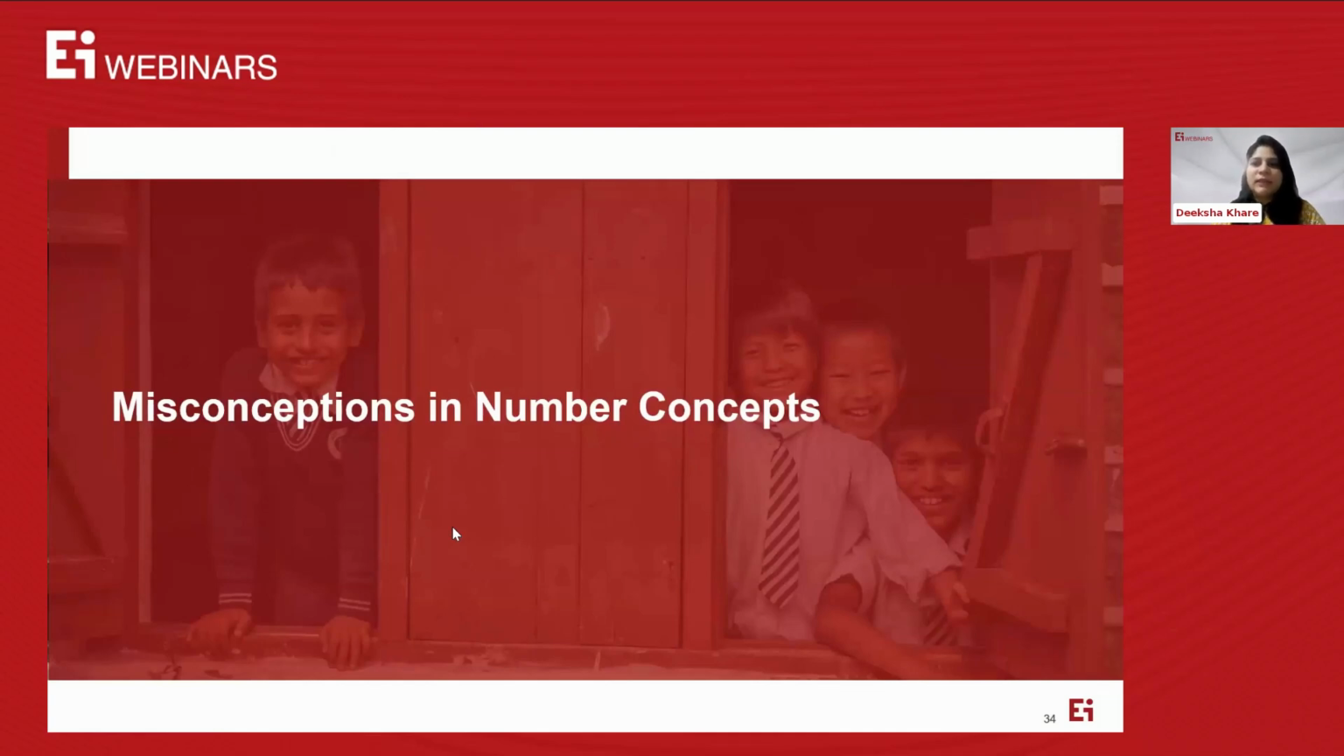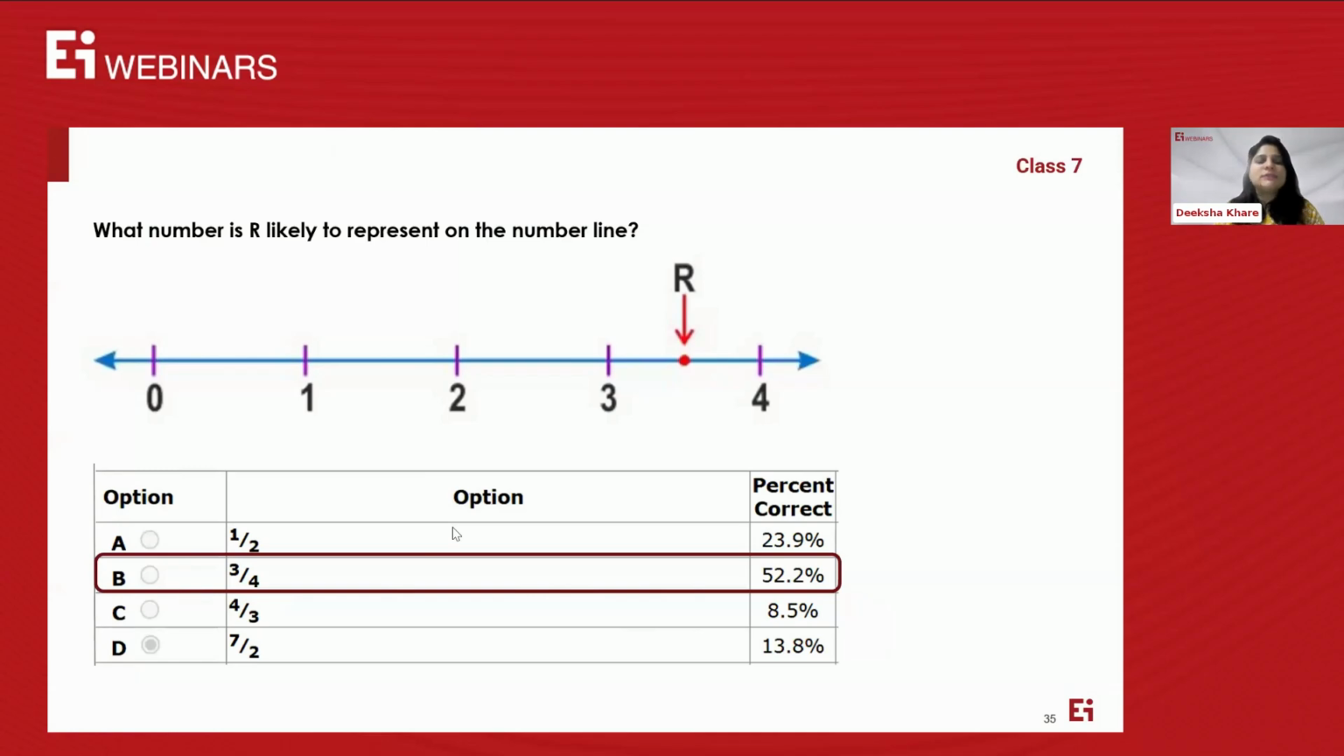Number concept as a skill refers to the foundational understanding of what numbers are, how they work, and how they relate to each other. For example, if I ask you to add 42 plus 39, what do we do? We do 40 plus 39 plus 2. Number concepts are fundamental to mathematics. Let us look at questions one by one.